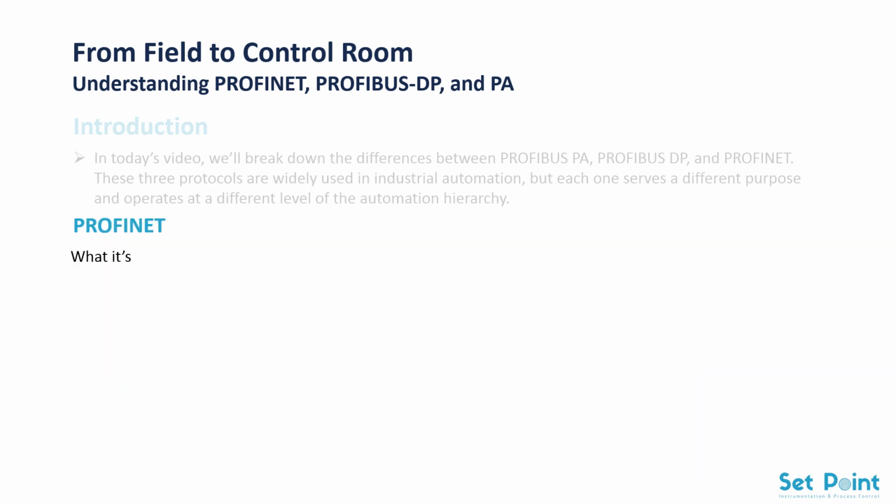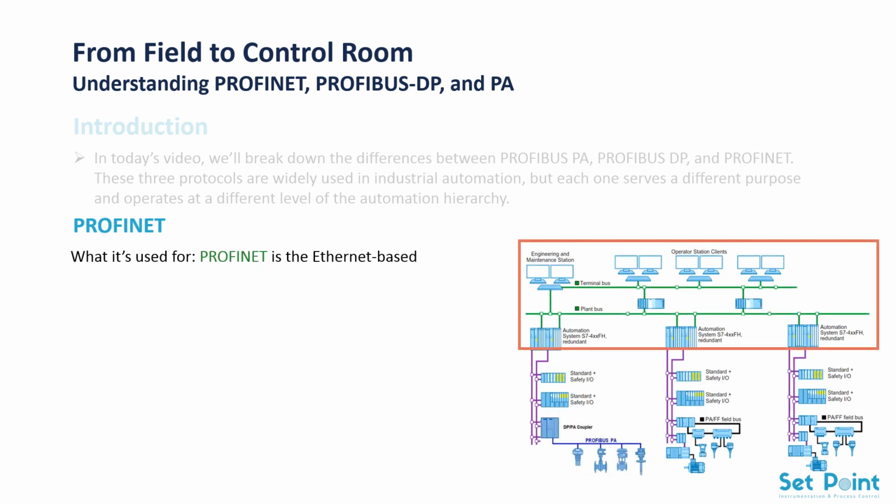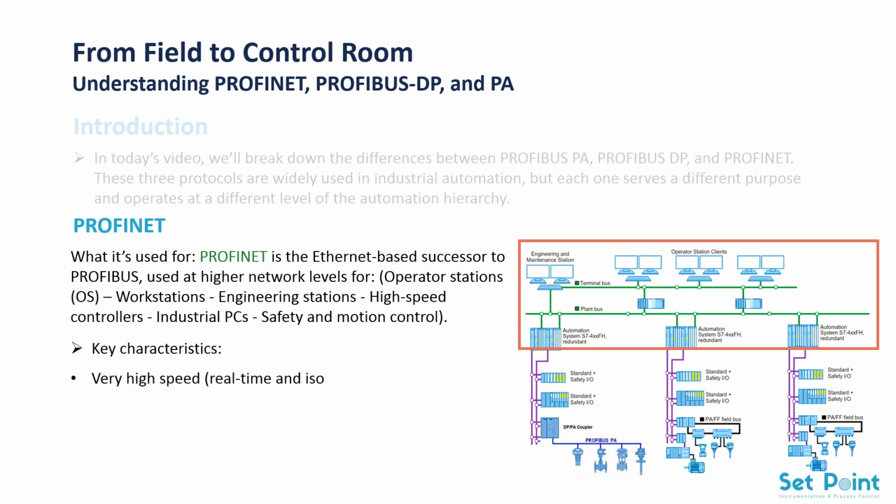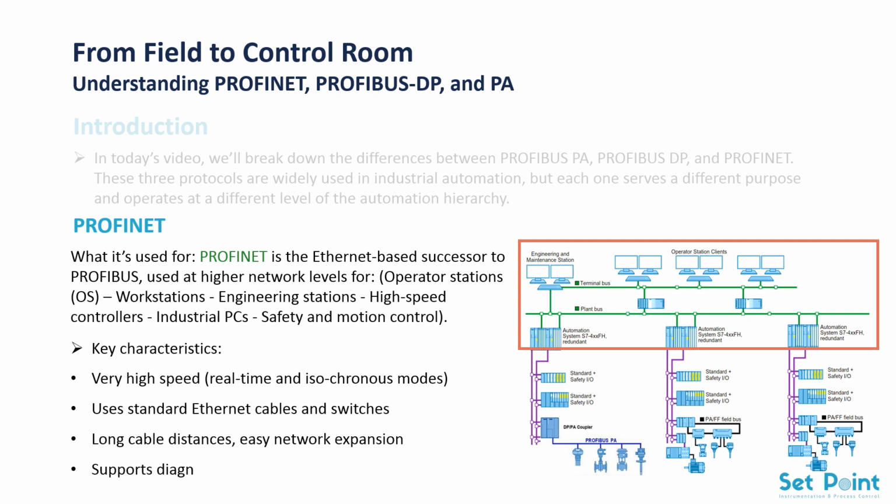Profinet. What it's used for. Profinet is the Ethernet-based successor to Profibus, used at higher network levels for operator stations, workstations, engineering stations, high-speed controllers, industrial PCs, safety and motion control. Key characteristics: very high speed, real-time and isochronous modes. Uses standard Ethernet cables and switches. Long cable distances, easy network expansion. Supports diagnostics, alarms, and large data volume.